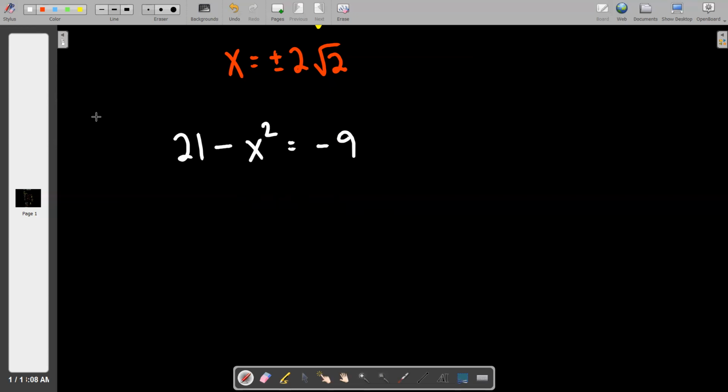Now, the issue with a problem like this is that if I subtract 21, I want you to notice that all of this stuff is still here. So when I copy it down, don't be a rookie and write down x squared. You want to write negative x squared equals. And what is negative 9 minus 21? Negative 30. Are we ready to square root now?